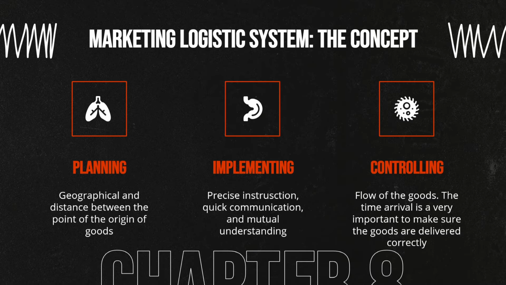The third one is controlling. The third step of an effective system is controlling the flow of goods. The timely arrival of cargo at the destination is very important.